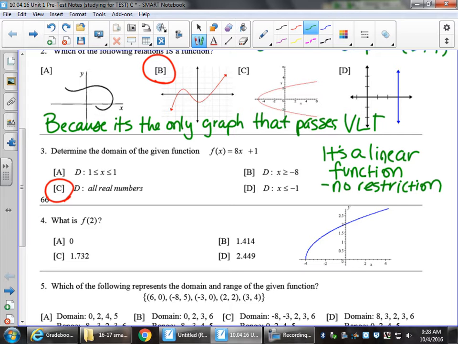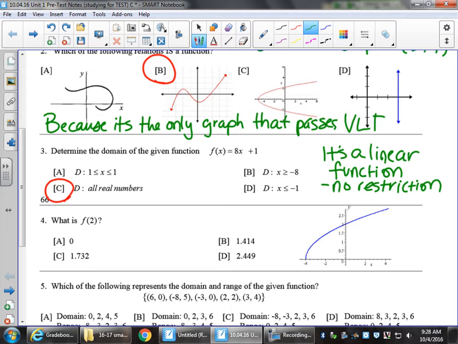There are 2 more that are no restrictions. What are they? So let me say it again. We have 3 total that have no restrictions. Linear is 1, odd roots, quadratic. Keep those in mind for tomorrow. Very good. Okay, number 4.